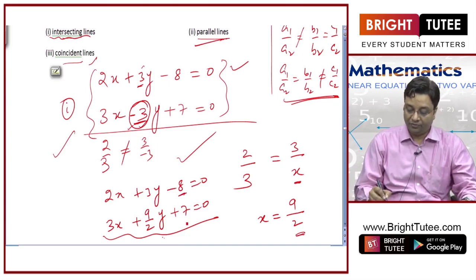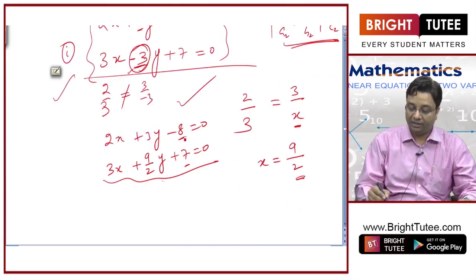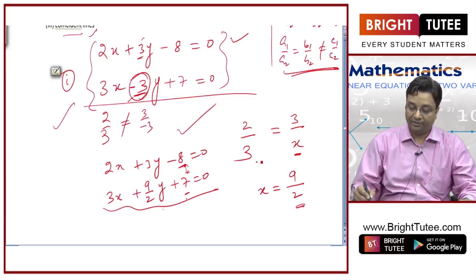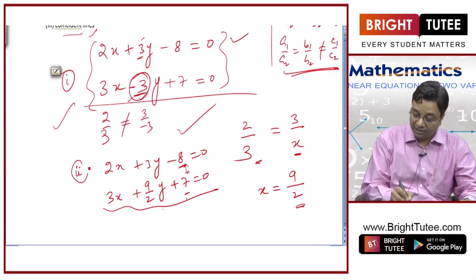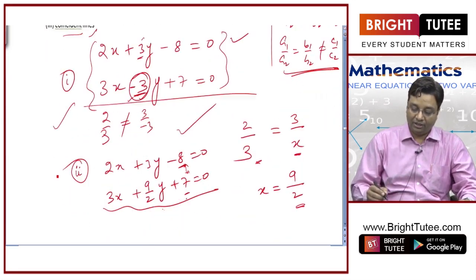And these constants have to be different, right? The ratio of these constants cannot be 2 by 3. So I've taken it plus 7, so it is clearly not 2 by 3. So it gives us the solution for our second part here. So these two lines are parallel lines.